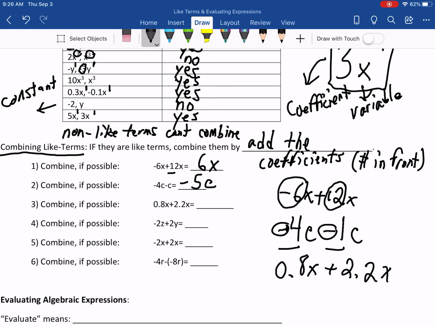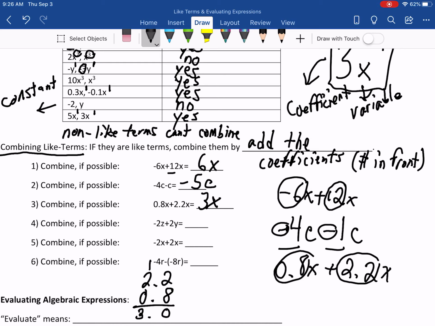We're just going to, again, combine the coefficients. And 2.2, 0.8 is 3.0. So we're just going to write that as 3x.